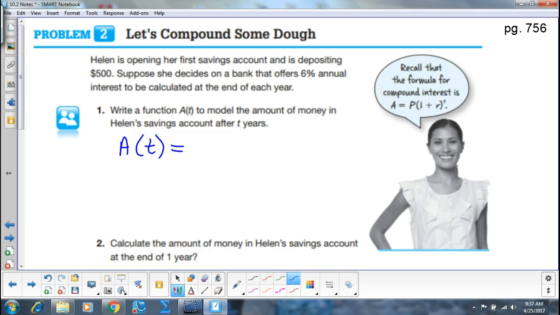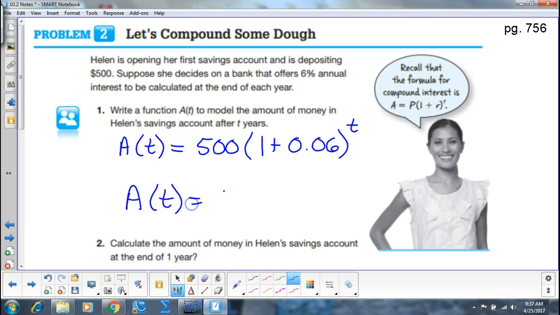To model the amount of money in Helen's savings account after t years. She started with $500 and her interest rate was 0.06 to the t power. So my A of t, making it look nice and pretty, would be 500 times 1.06 to the t power.